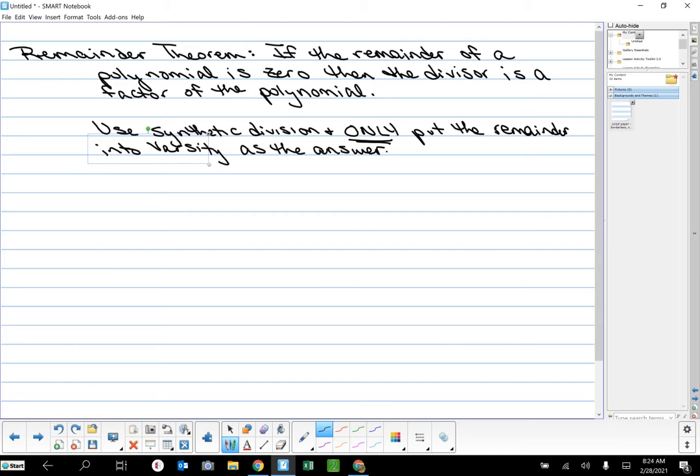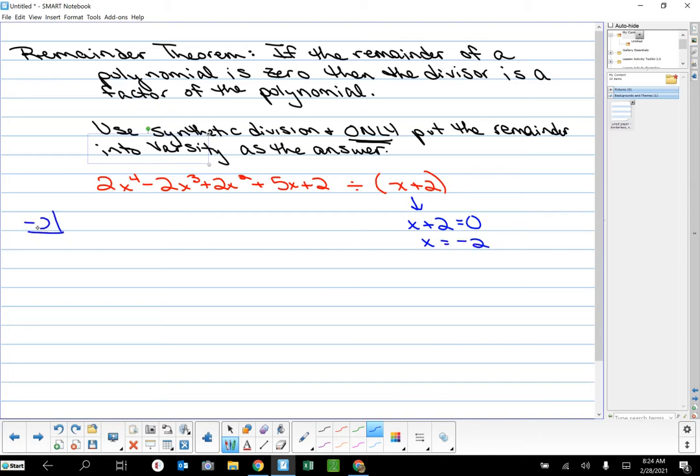So if you're told to use the remainder theorem to list the remainder, here's how this is going to work. You're going to be given a polynomial, 2x to the fourth minus 2x cubed plus 2x squared plus 5x plus 2, and divide it by the binomial x plus 2. A lot of 2's. All right, so first thing we're going to do is set your divisor equal to 0. Move the 2, and we get x equals -2, and that's going to go in there.